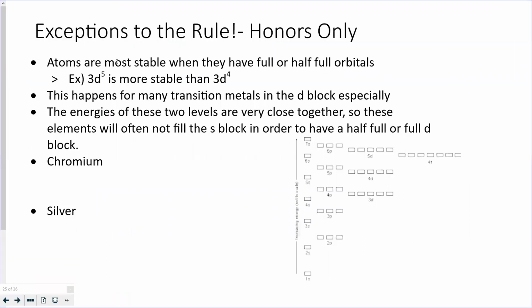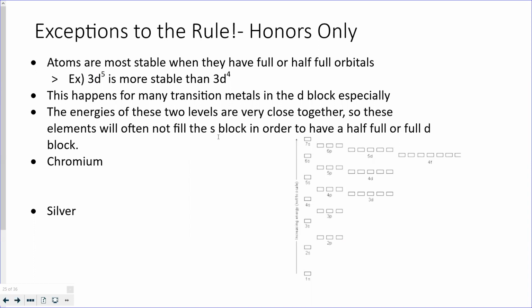We did some examples of writing electron configurations. For honors, there are some exceptions to the rules, some that you have to rearrange the electrons slightly. And this has to do with stability. So atoms are going to be most stable when they have full or half full orbitals. So each of those orbitals where we said S has 1 orbital, P has 3, D has 5, F has 7.